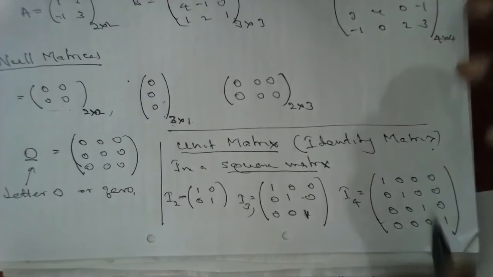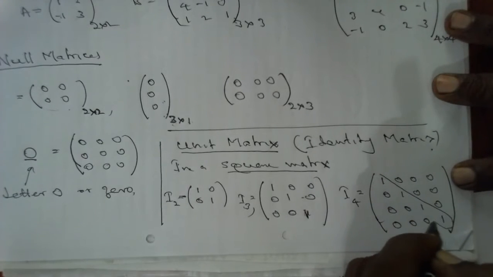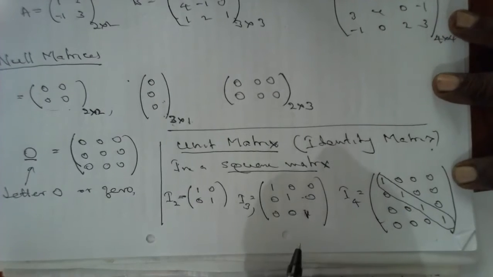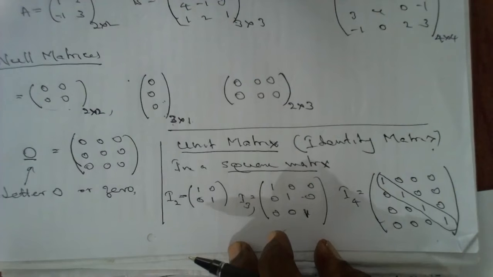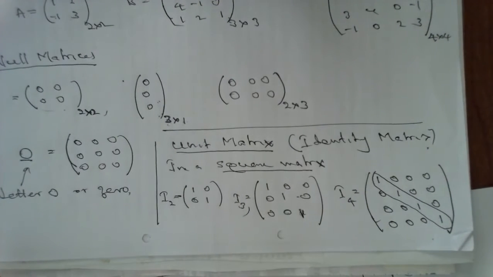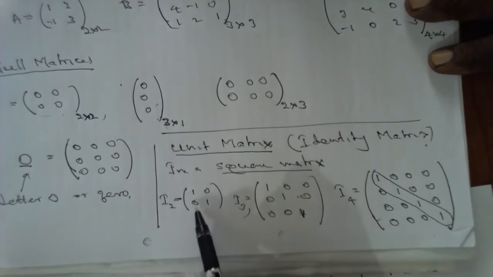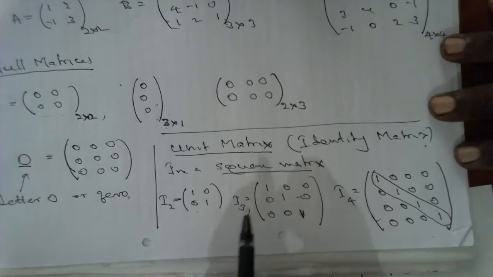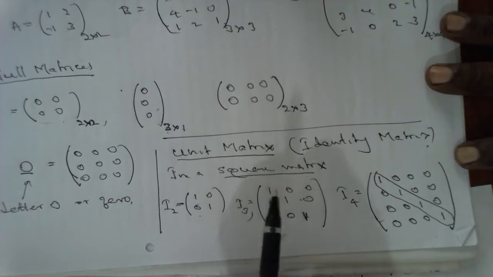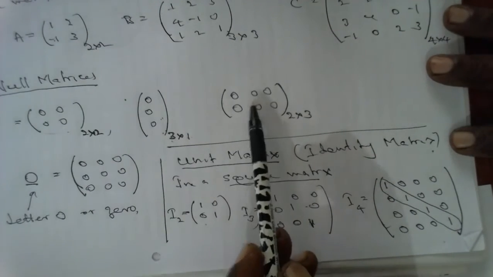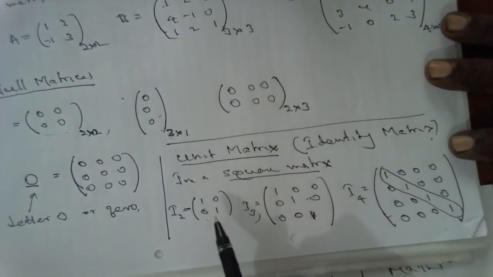This is I4. This is known as the main diagonal. All main diagonal elements are 1, right? Other elements are 0. Then the matrix is said to be a unit matrix or identity matrix. This is just a definition. You keep in mind unit matrices are defined only for square matrices. For other matrices, you don't define a unit matrix. Unit matrices are always defined for square matrices.